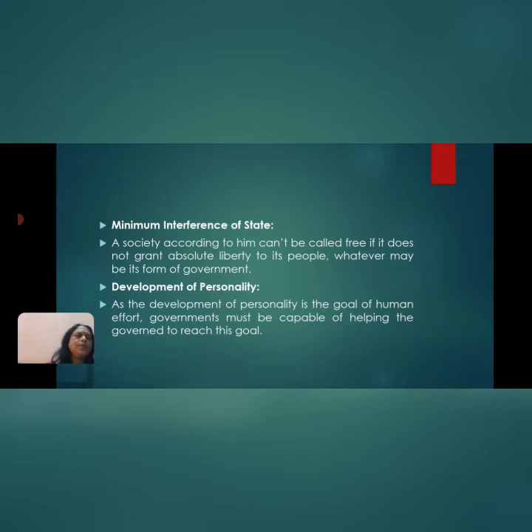Talking about the development of personality, he says that as the development of personality is the goal of human effort, government must be capable of helping the governed to reach this goal. Government is the instrument through which the intellectual capacities of all the people must be improved and increased. Therefore, Mill argued that the government must ensure that the best qualities of the citizens are developed and utilized. Such a thing, Mill believed, is possible only in a representative government.